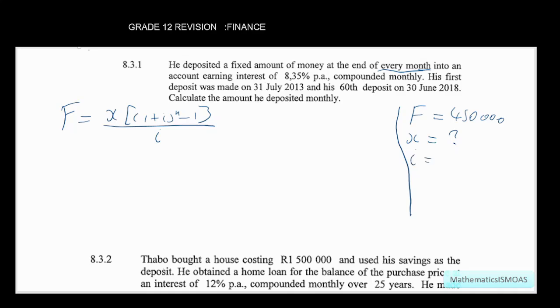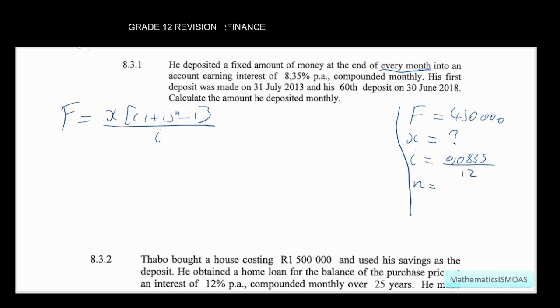And then i, our interest as a decimal, 8.35 divided by 100, 0.0835. And this is compounded monthly. Therefore, we divide i by 12. And then n will be the number of payments. Remember, with the future value annuity or the present value annuity, n represents the number of payments or repayments, not the number of years.